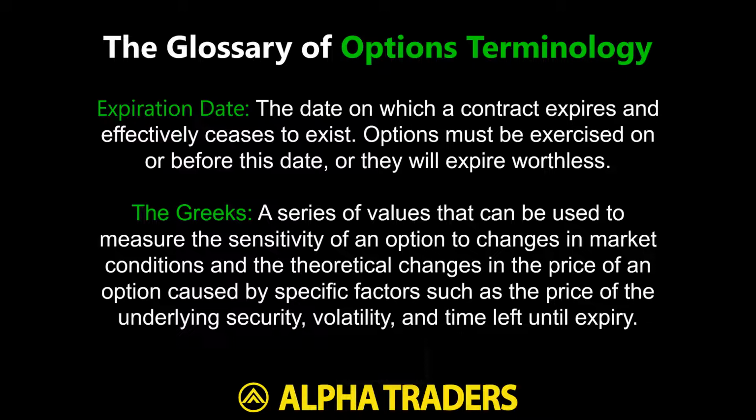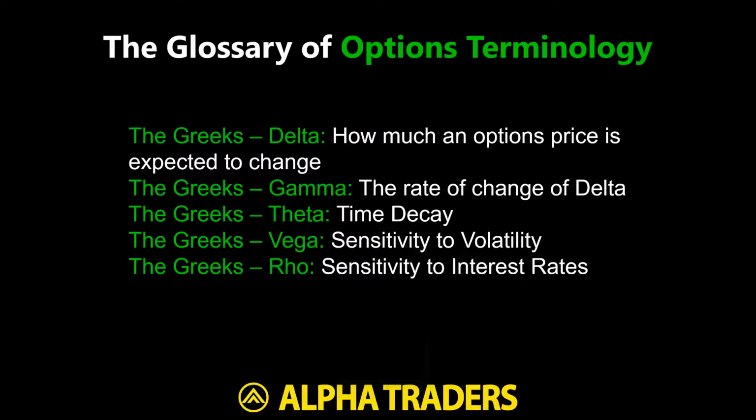Okay, the Greeks. This is a series of values that can be used to measure the sensitivity of an option to the changes in the market conditions and the theoretical changes in the price of an option caused by specific factors, such as the price of the underlying security, volatility, time left until expiry. So we're going to talk about the Greeks very quickly. To really get into the Greeks is well beyond the scope of this entire series. However, you do need to be aware of what they are, and then you can choose to dive into them much deeper to your heart's content.